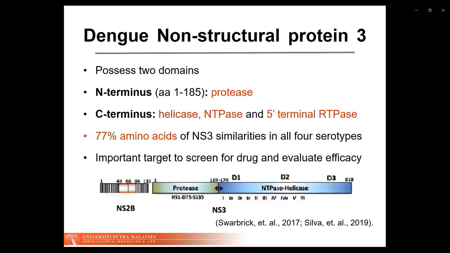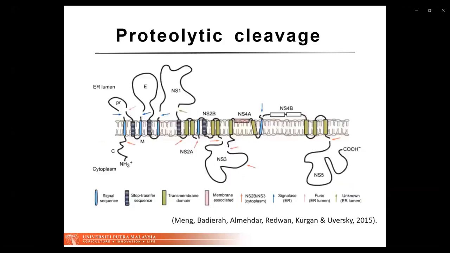The dengue virus NS3 protein consists of two domains, which are the protease domain at the N-terminus and the multifunctional domain of helicase, nucleoside triphosphatase and 5' terminal RNA triphosphatase at the C-terminus. It is the most conserved protein in all four serotypes of dengue virus, with a similarity of 77% in the amino acid sequences. Another protein, NS2B, is the cofactor of the dengue serine protease. Its association with the NS3 protease domain is essential for the proteolytic activity to be carried out at its full capacity. Due to the importance of the proteolytic event in the life cycle of dengue virus, NS2B NS3 is an important target for drug screening in search of antivirals against dengue.